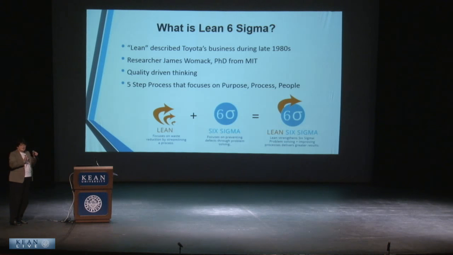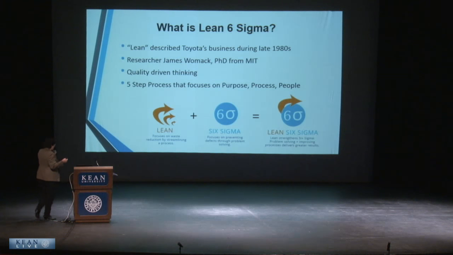So Six Sigma was focused on process and minimizing defects. Lean Six Sigma focuses on eliminating waste and streamlining the process. So when you combine Lean plus Six Sigma, you're creating a problem-solving methodology to address process issues and quality with your customer.